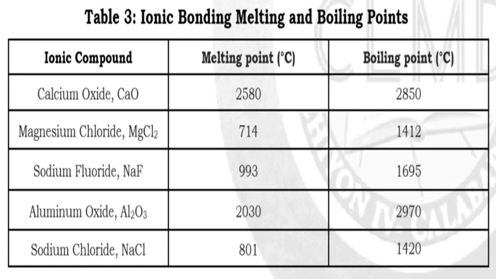Melting point in degrees Celsius, 993. Boiling point in degrees Celsius, 1695. Fourth example, aluminum oxide, formula Al2O3. Melting point in degrees Celsius, 2030. Boiling point in degrees Celsius, 2970. Last example, sodium chloride, formula NaCl, melting point 801 degrees Celsius, boiling point 1400 degrees Celsius.